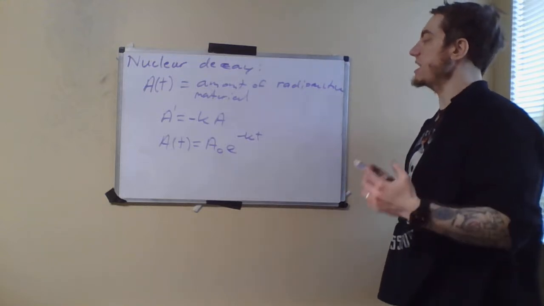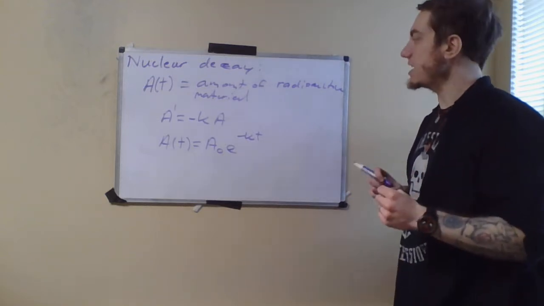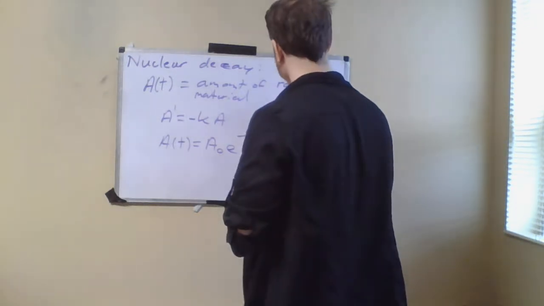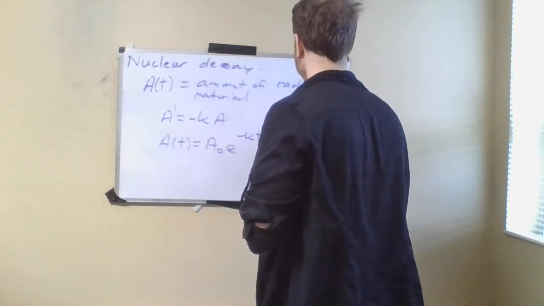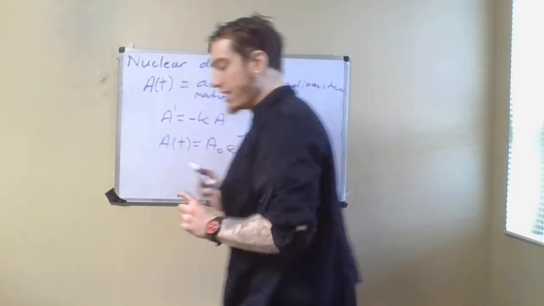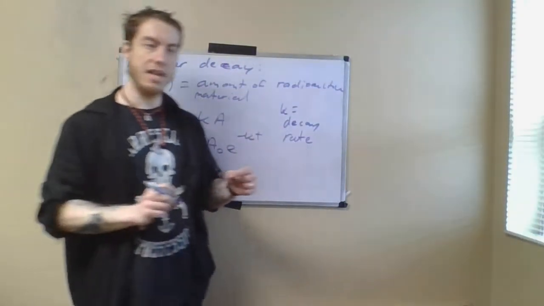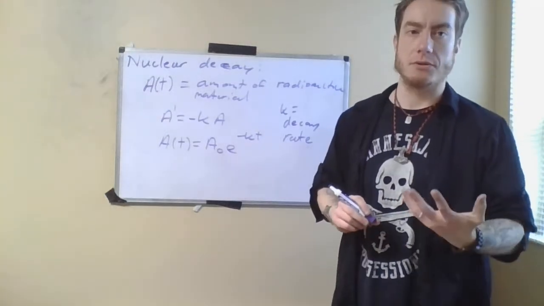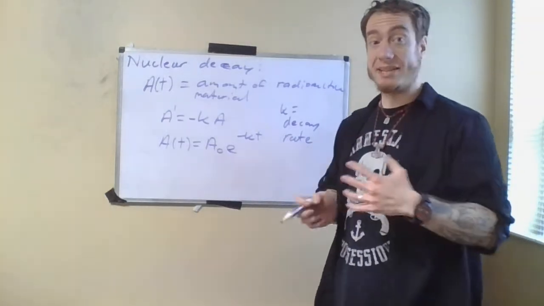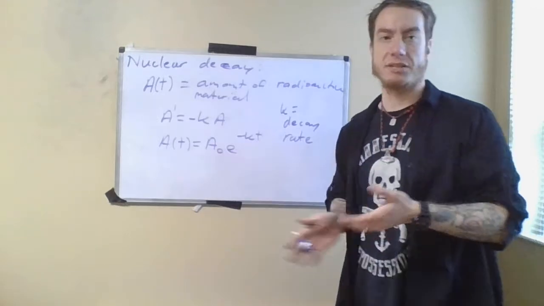So what does this mean? What is this really saying? Well, this k here is known as the decay rate. It is the rate at which this given material decays. And the decay rate is different for different materials. And what that decay rate is depends upon all kinds of factors.